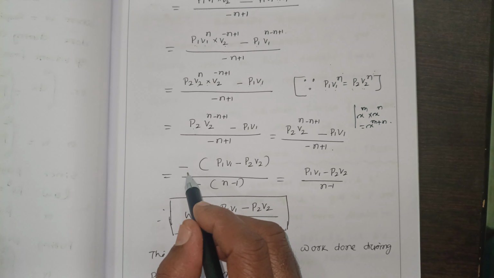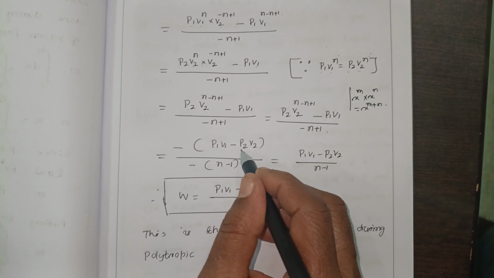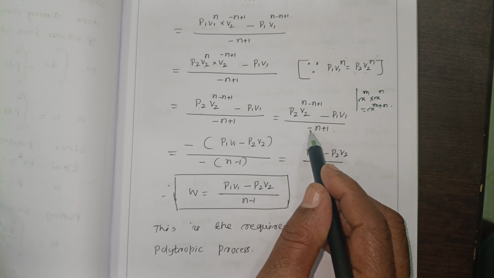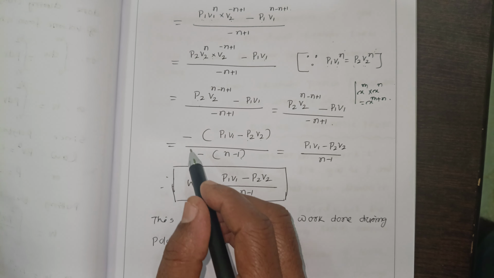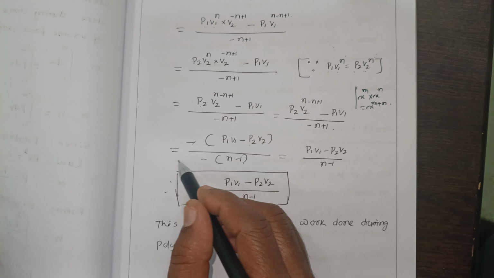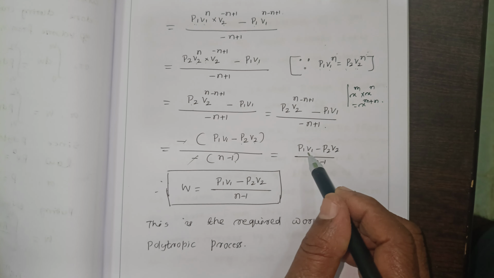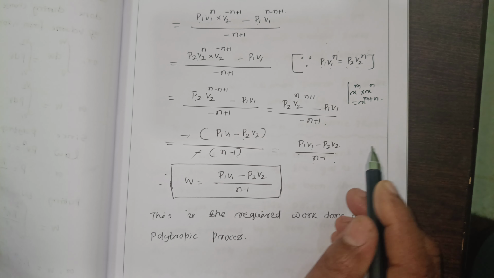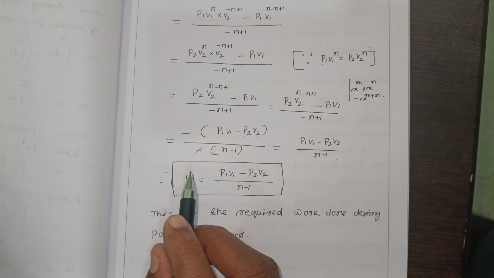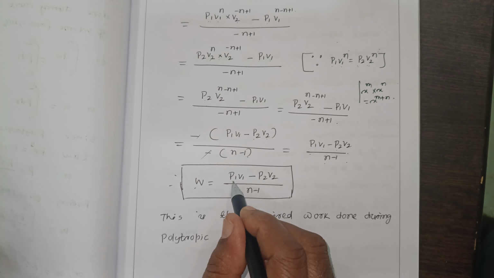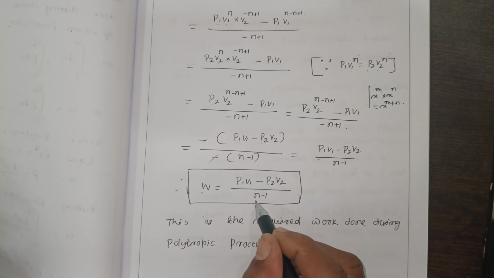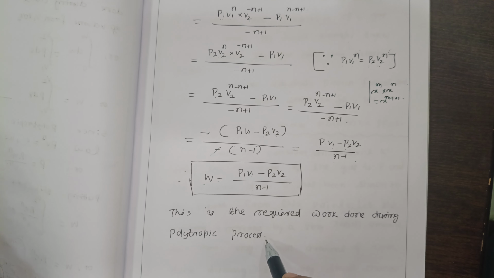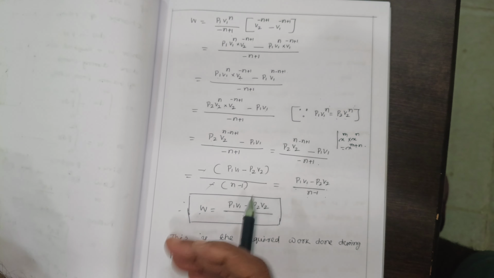taking minus common, minus P1 V1 minus P2 V2, because plus n minus n cancel, divided by taking common minus n minus 1, therefore minus minus cancel, minus minus cancel, we have P1 V1 minus P2 V2 divided by n minus 1. Therefore, the work done during a polytropic process is given by P1 V1 minus P2 V2 divided by n minus 1. This is the required work done during the polytropic process. Now I will discuss another derivation.